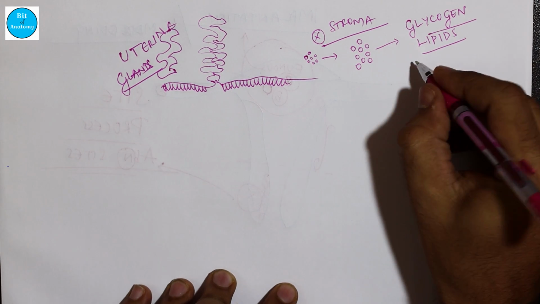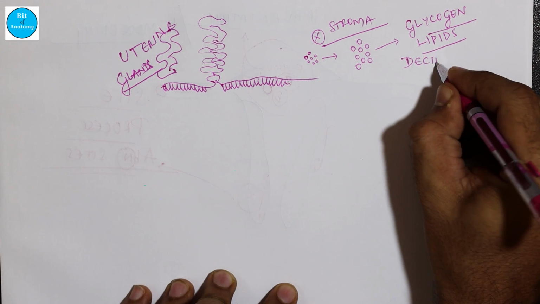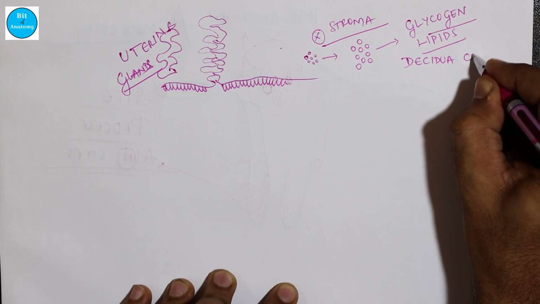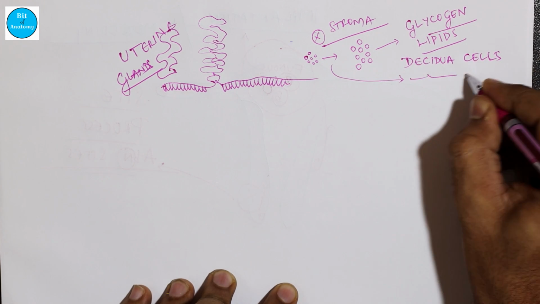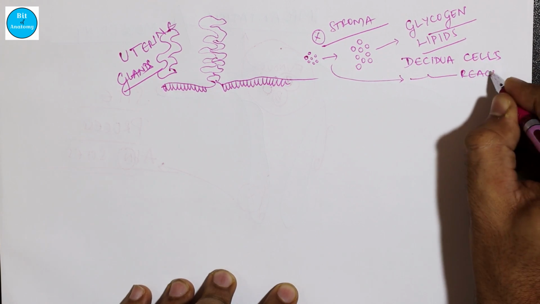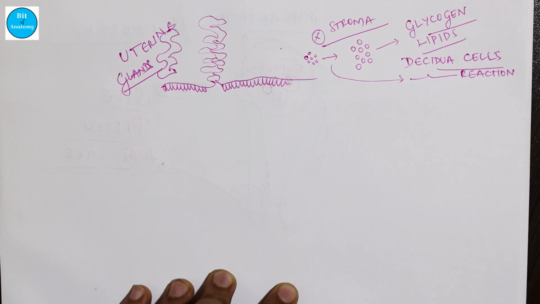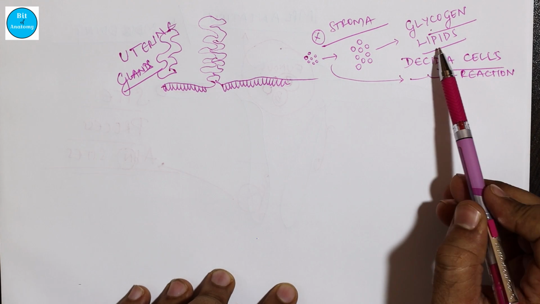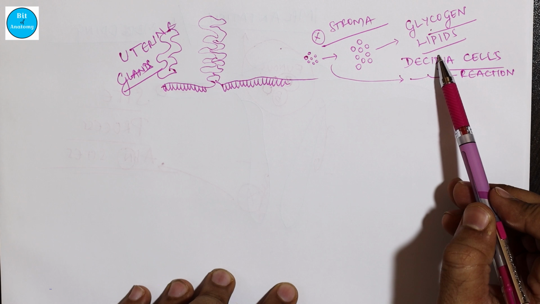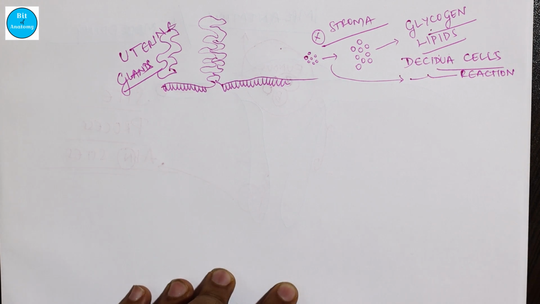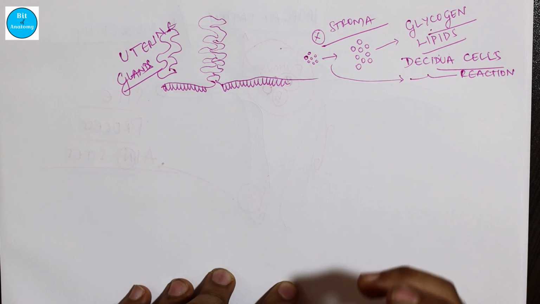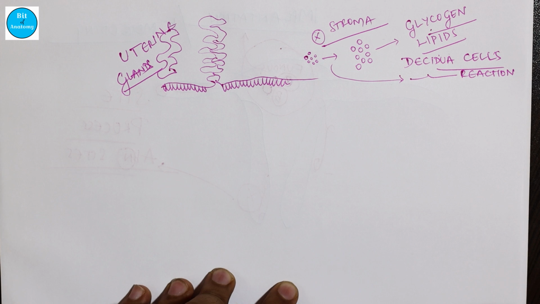So these cells are called decidual cells, and this process is called the decidual reaction. Again, what is the function of these decidual cells? Since they store glycogen and lipids, their major function is to nourish and support the growth of the implanting embryo. So these are the changes that occur within the endometrial layer.